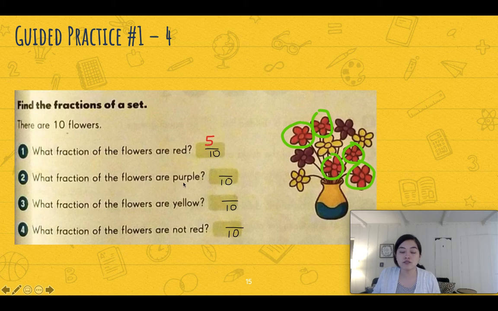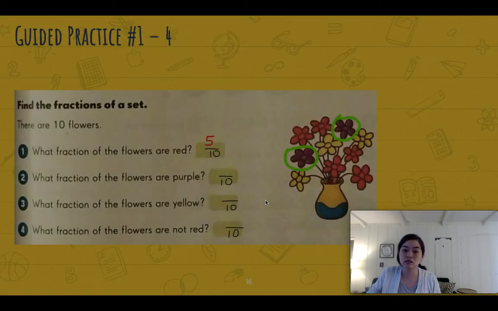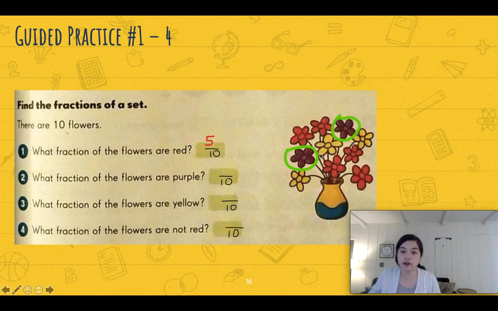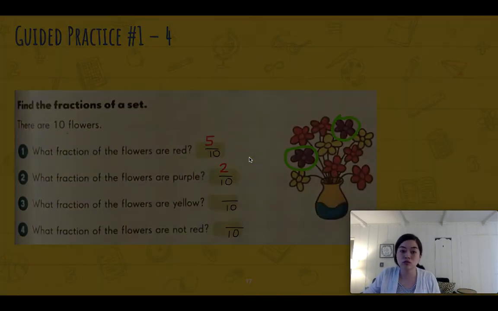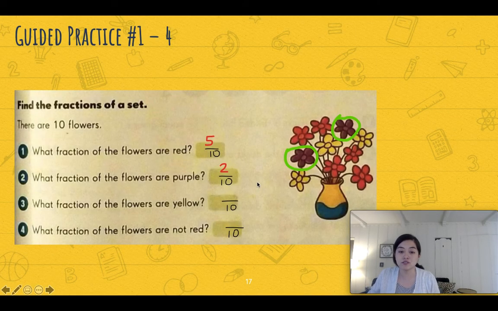What fraction of the flowers are purple? So let's find the purple flowers. Here they are. Okay, 1, 2. So 2/10 of the flowers are purple. What fraction of the flowers are yellow? Let's find the yellow ones. Here they are. 1, 2, 3. And 3/10 of the flowers are yellow.